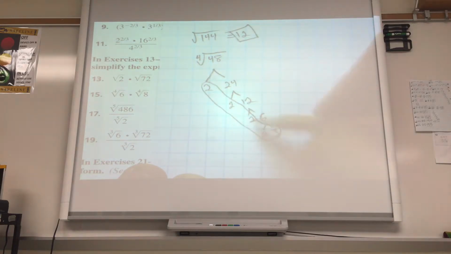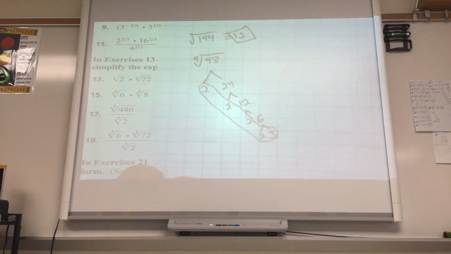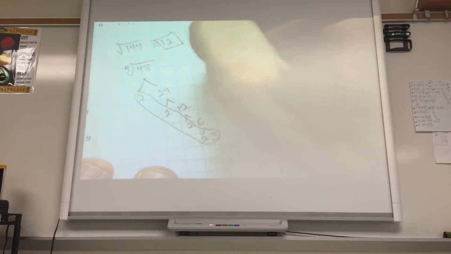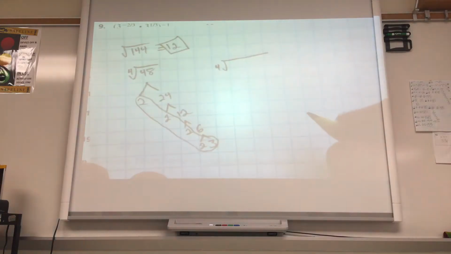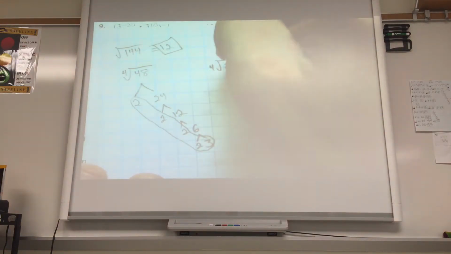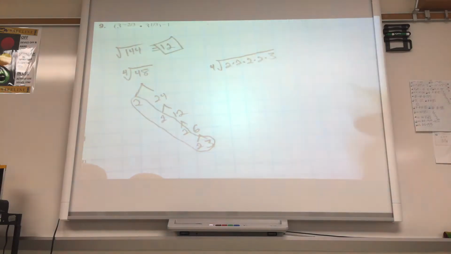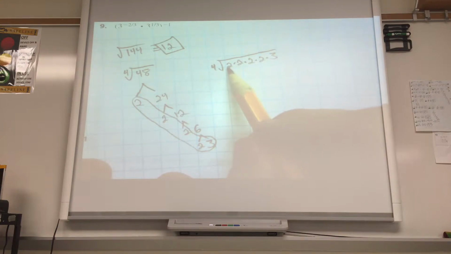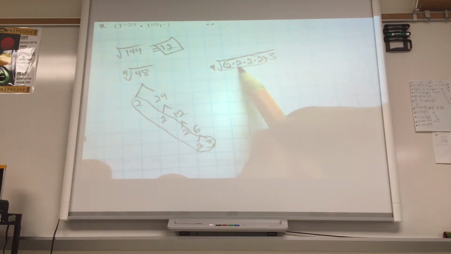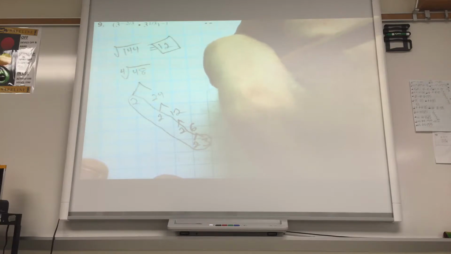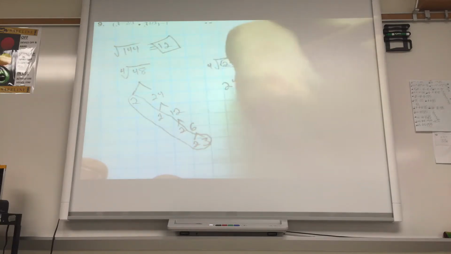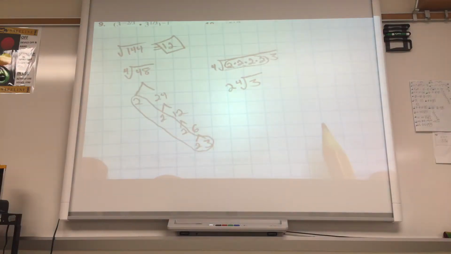2 times 2 times 2 times 2 times 3 is the same thing as 48. So I have the actual fourth root of 2 times 2 times 2 times 2 times 3. All right, now here's the deal. If I'm pulling out fourth roots, that is a perfect fourth root. 2 times itself 4 times creates a perfect fourth root. It's actually 16. And I can pull out all 4 of those 2's, take the fourth root of that number, which is just 2, and write it like that.